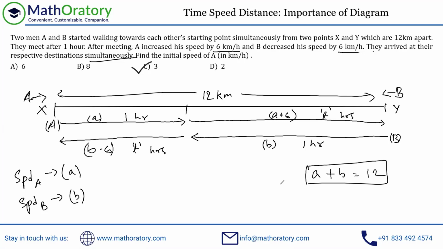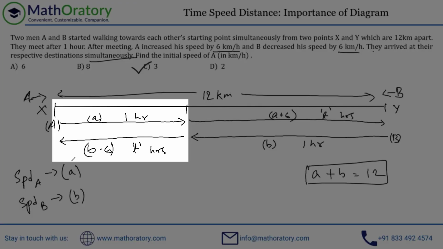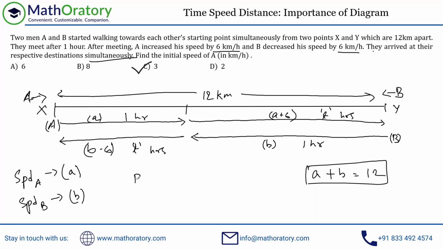And what else you can do is, after you know that this is a kilometers, B is covering this with a speed of b minus 6, right? So for the first segment, B covers it with a speed of b minus 6. So this is the speed of B and it covers a kilometers. So this is the distance, right? I'm just writing kilometers.